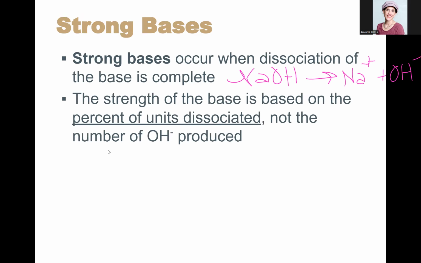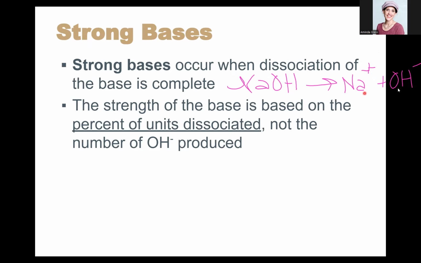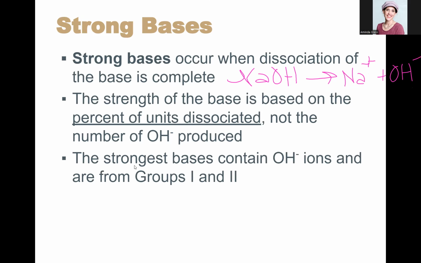The strength of the base is based on the percent of units dissociated, not the number of hydroxide ions produced. So if this base breaks apart completely and there's no sodium hydroxide left in solution, you only have sodium ions and hydroxide ions, then that is considered a strong base. The strongest bases contain hydroxide ions and are from groups 1 and 2, so the alkali metals and the alkaline earth metal hydroxides.